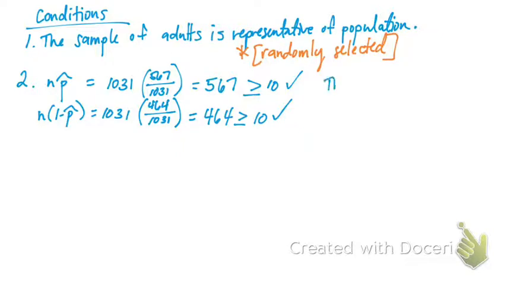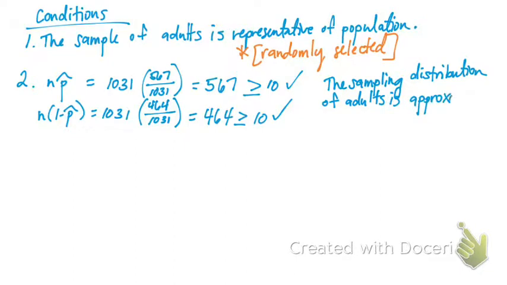So then I say the sampling distribution of adults is approximately normally distributed, since I was able to get both of those at least 10.